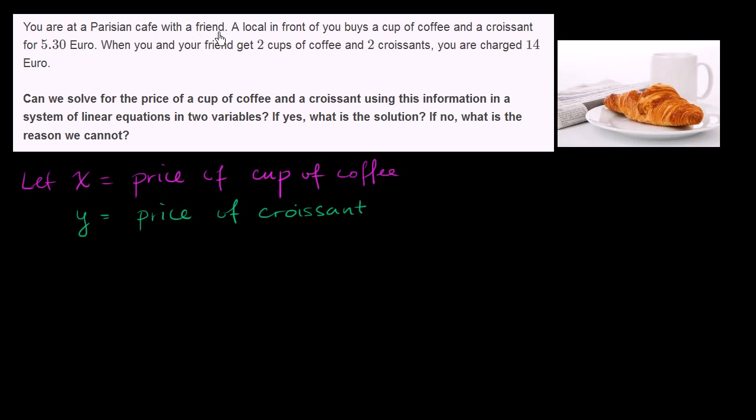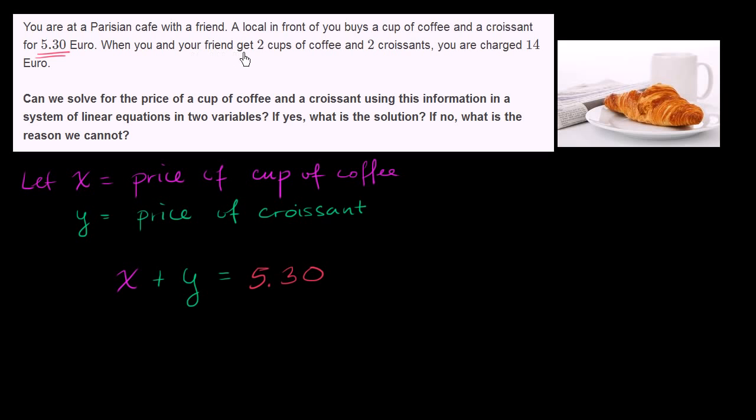So we first have this information of what the local in front of us did. The local in front of us buys 1 cup of coffee and 1 croissant for 5.30 euro. So how would we set that up as an equation? Well, we got 1 cup of coffee, so that's going to be 1x, or we could just write x, plus 1y, because he got 1 croissant, and it cost 5.30 euro. This is the amount that he paid. So this equation describes what happened to the local. Bought 1 cup of coffee, 1 croissant, paid 5.30.